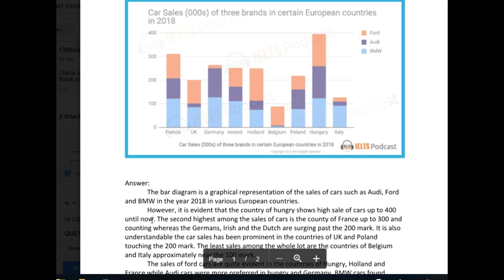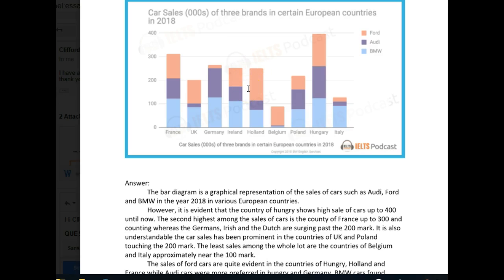The second highest among the sales of cars is the country of France with 300,000. Again, I'm changing this expression. And counting. Let's see, France. Okay. No, you didn't have to say 300 and counting. Instead, what you could have said is the country of France with approximately or with a little over 300,000. Whereas the Germans, Irish, and Dutch are surging past the 200,000 mark. So the German, yeah, the Irish, and the Dutch. Where is that? Yes. Okay.